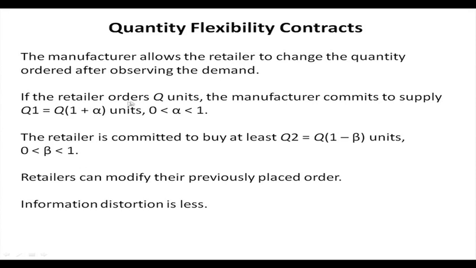For example, if the retailer orders Q units, the manufacturer commits to supply more than Q to the extent of alpha into Q beyond the amount ordered by the retailer. The retailer is committed to buy at least Q2, which is beta times Q less than the ordered amount. Retailers can modify their previously placed order in this contract. Now, here the distortion of information regarding orders from the customers is less.